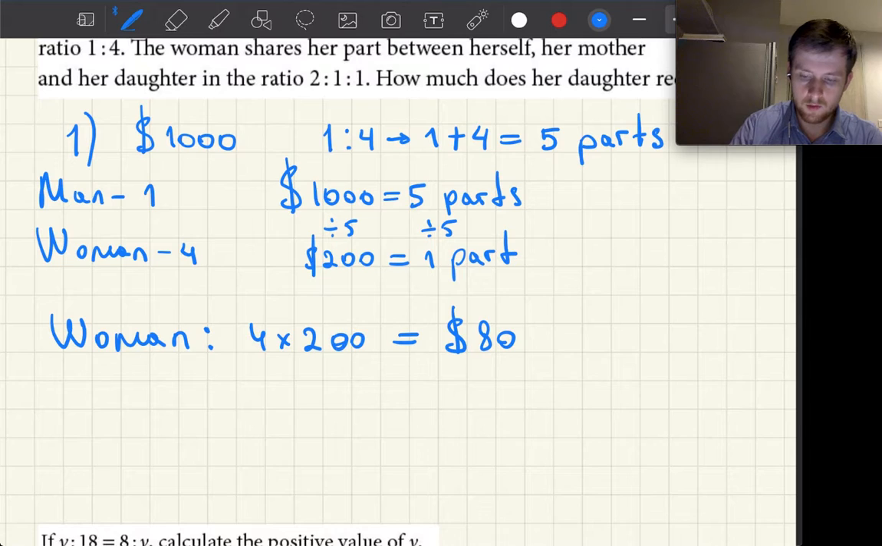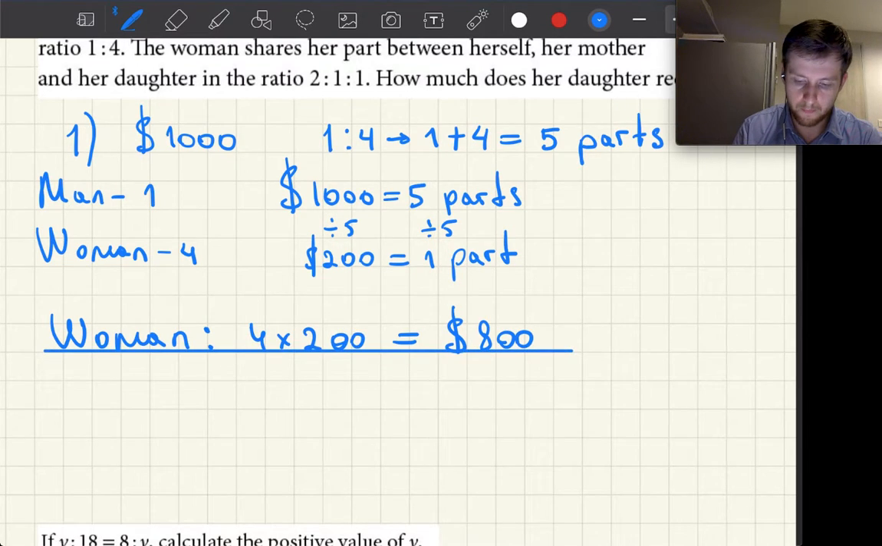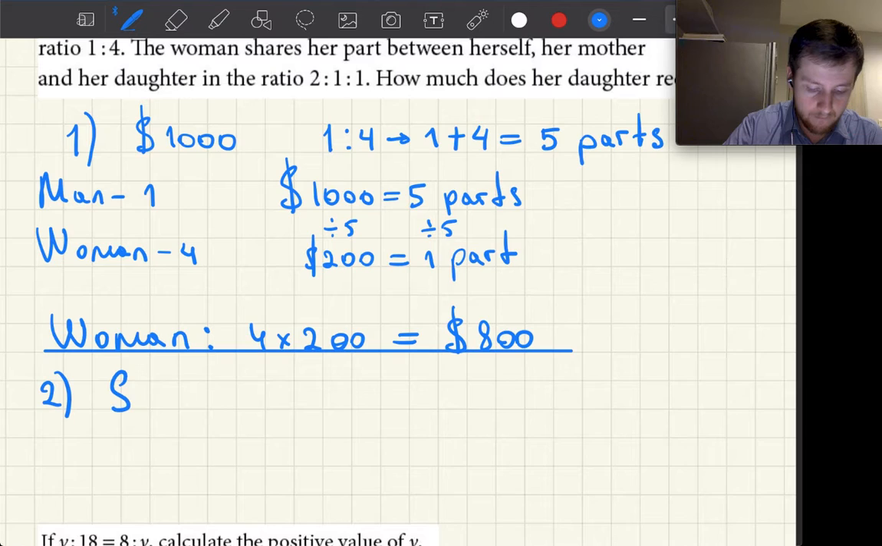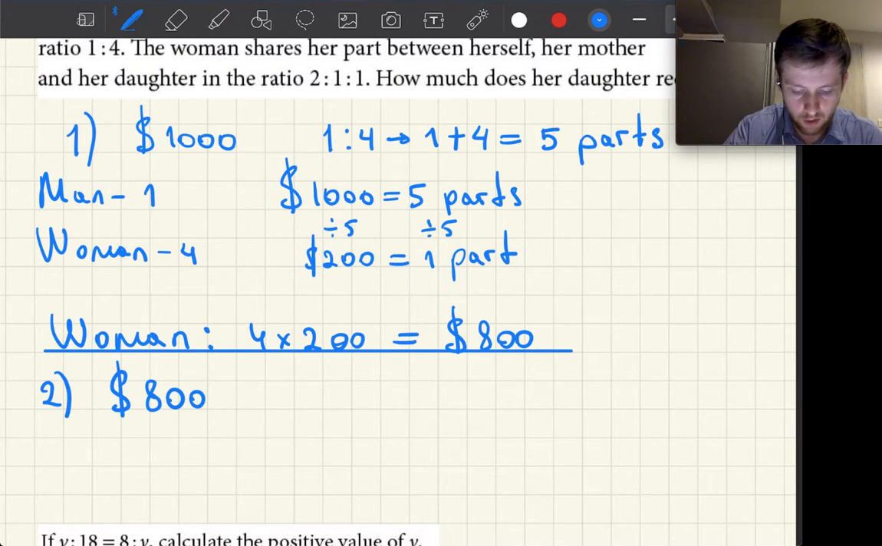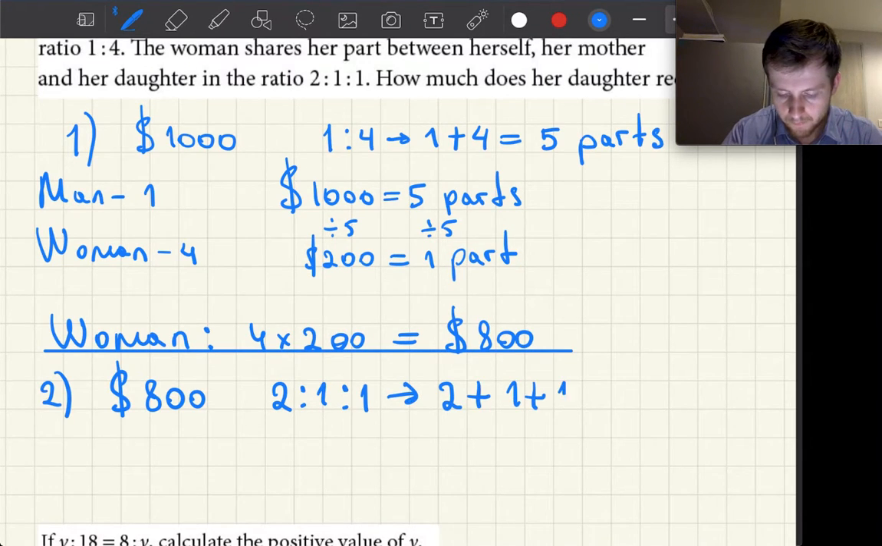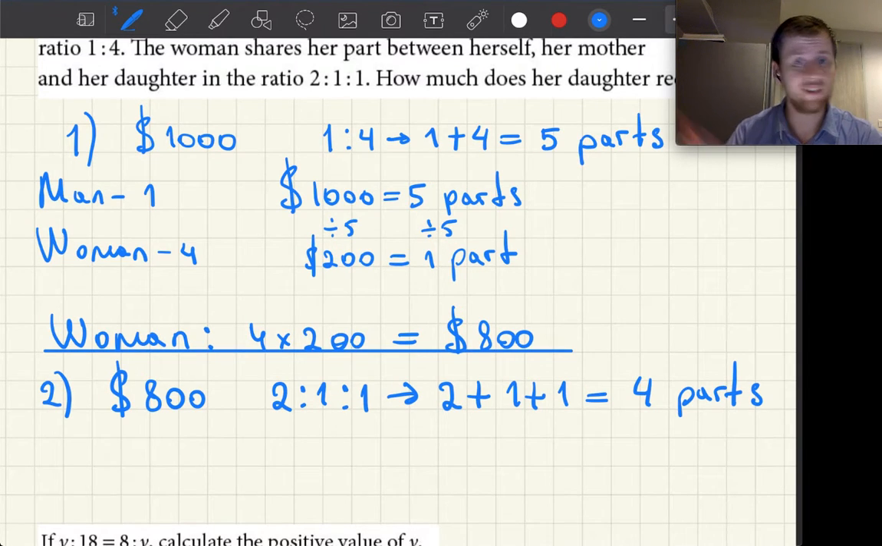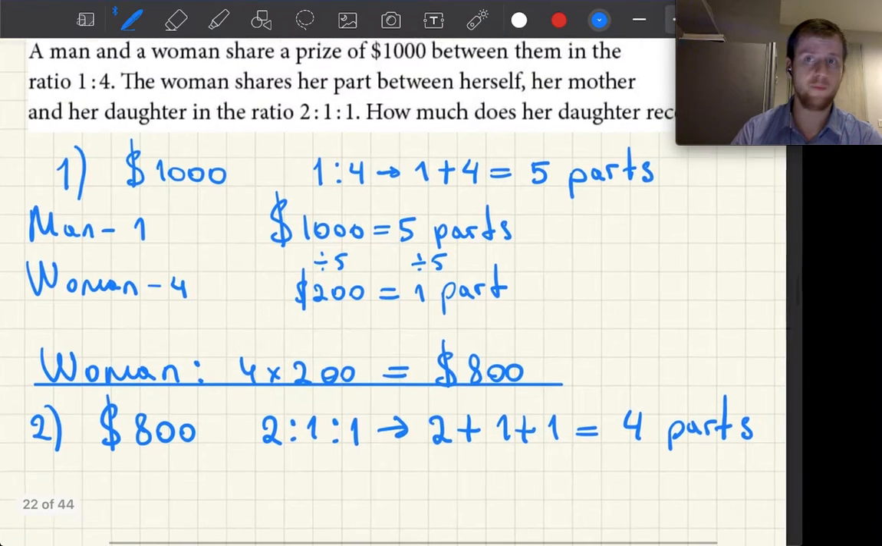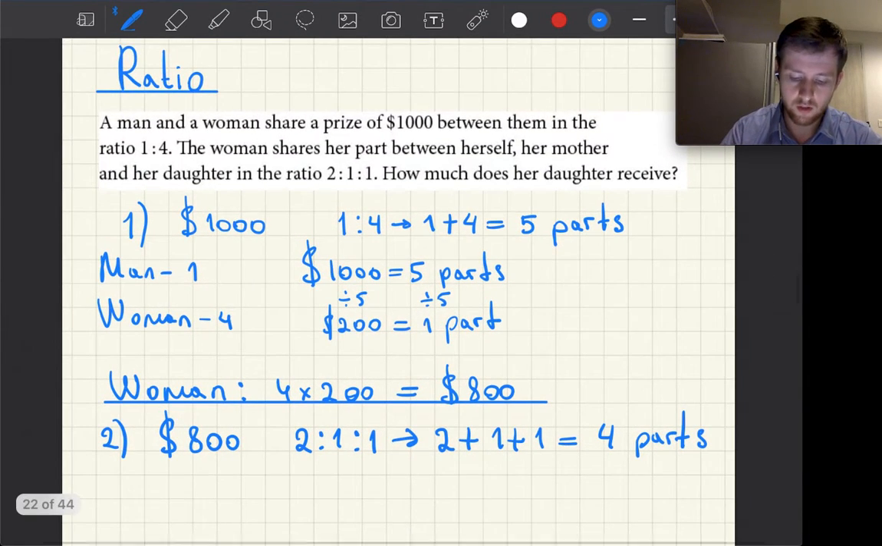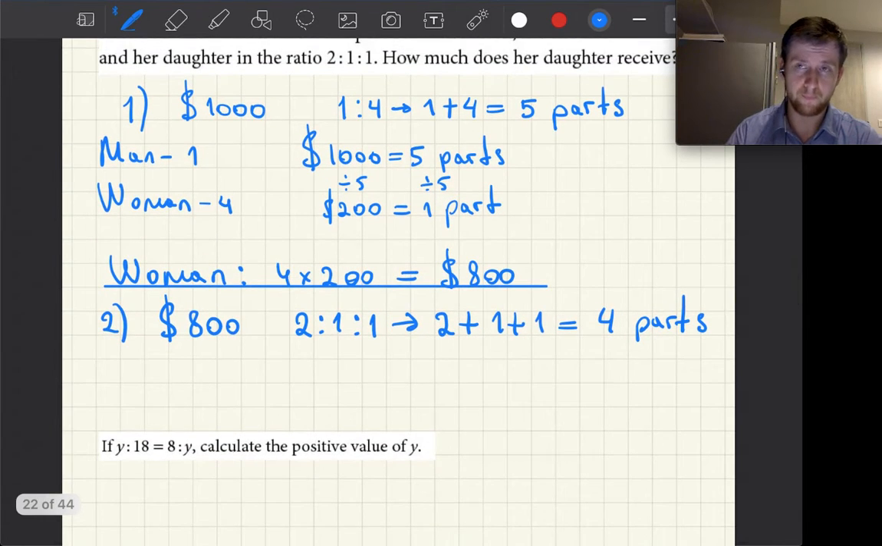So that's the first part. And now the second part of this question: $800 are shared in the ratio 2:1. It means that in total we have 4 parts. Oh, that's actually quite easy. It means she didn't change anything about the parts, so one part is still the same. Sometimes this is not the case, but this question is actually quite easy. So one part is still equal to $200.